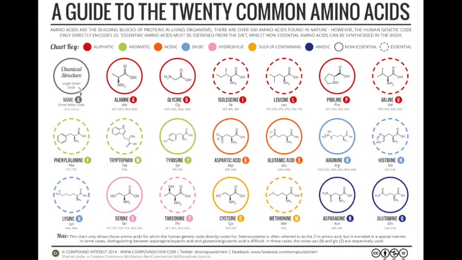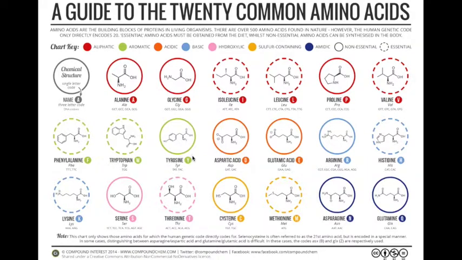Right. Here's a guide to the 20 common amino acids that we know. There are over 500 in nature, but really only about 20 of them are coded by humans. Nine of them are what we consider essential and cannot be produced, or synthesized, by the human body, and the others can. And so you've got 1, 2, 3, 4, 5, 6, 7, 8, 9. Right. And those are the essential ones.